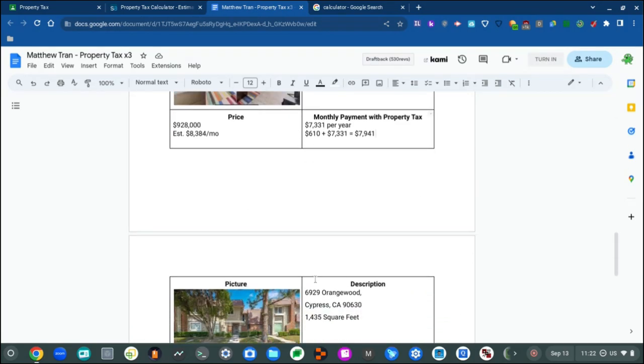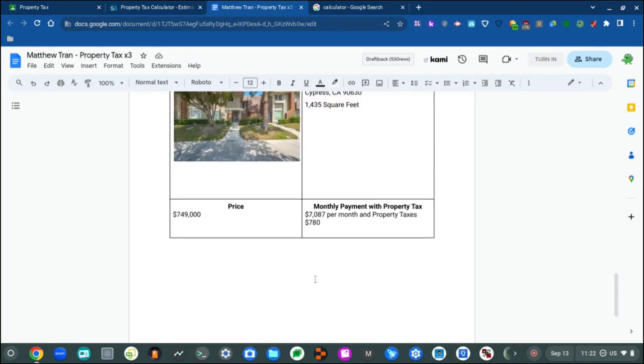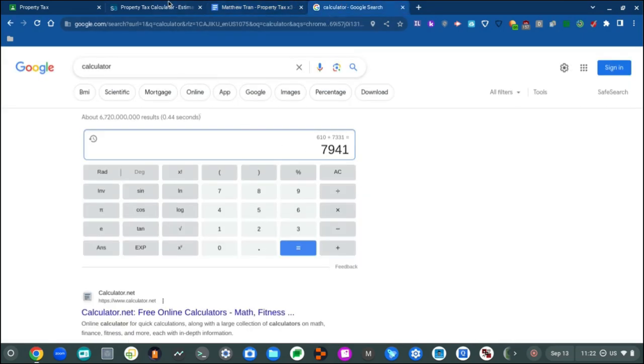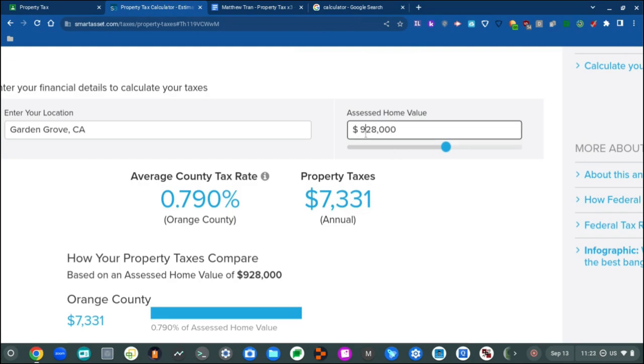Check numbers. Amber puts expensive properties for all of them.